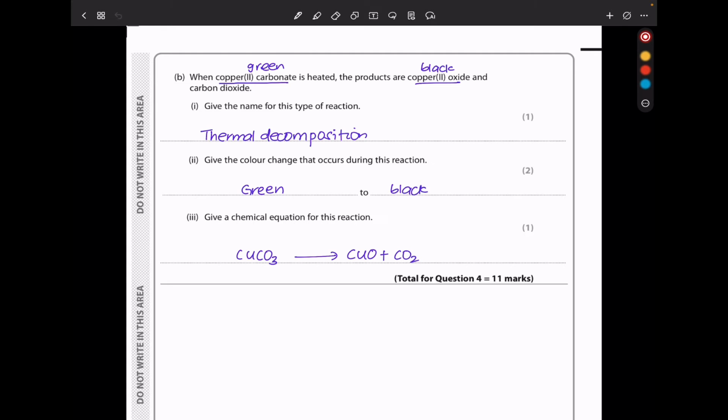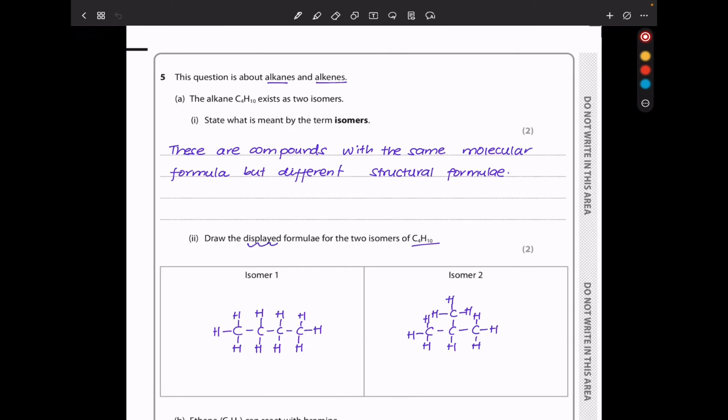So this brings us to the end of question 4. Let's continue to question 5. In question 5, this question is about alkanes and alkenes. The alkane, C4H10, exists as 2 isomers. State what is meant by the term isomers.